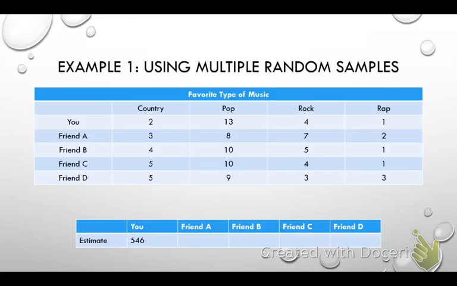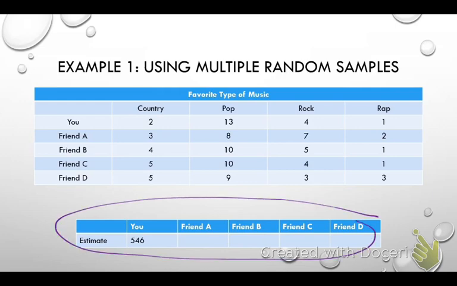All right, so in example 1, you have a homework problem like this, and you also have a quiz problem like this tomorrow, on your quiz tomorrow. You do not have to copy down the chart on the top, but I do want you to set up the chart that you see down here on the bottom. Here's where we're going to put our estimates of the population.